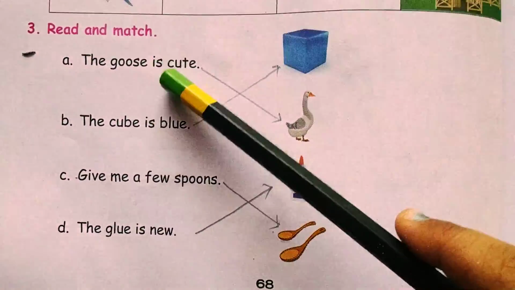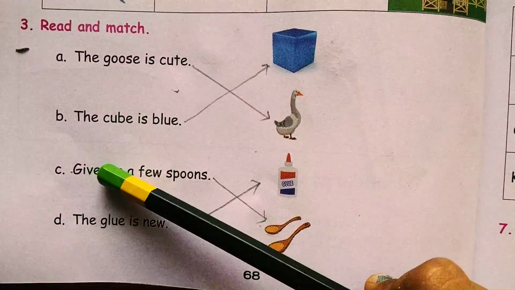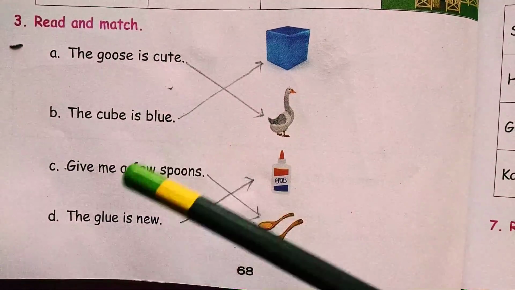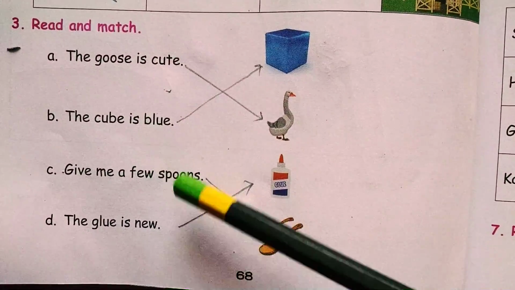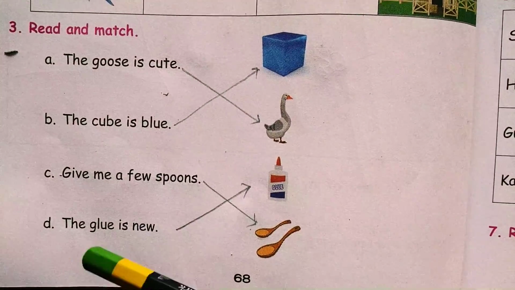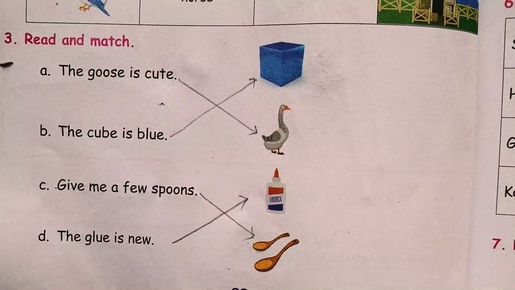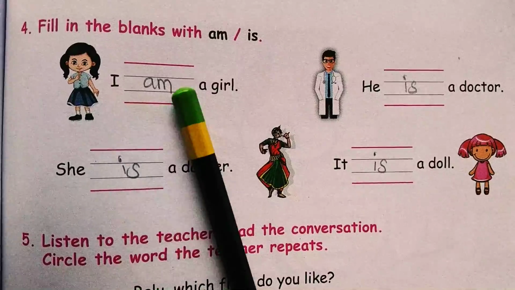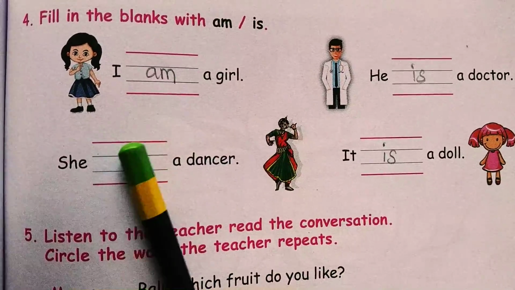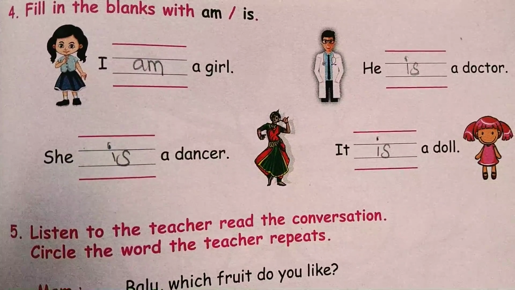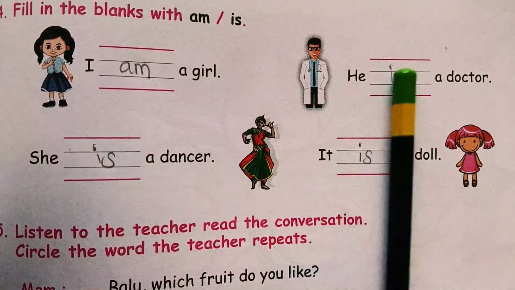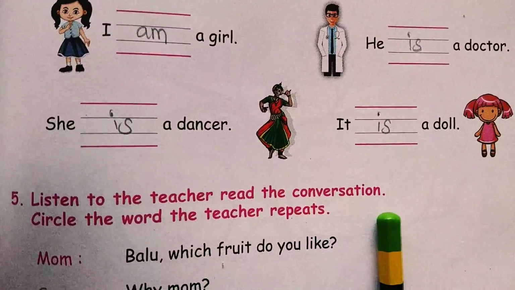Read and match. The goose is cute. The cube is blue. Give me a few spoons. The goo is new. Fill in the blanks. I am a girl. She is a dancer. He is a doctor. It is a dog.